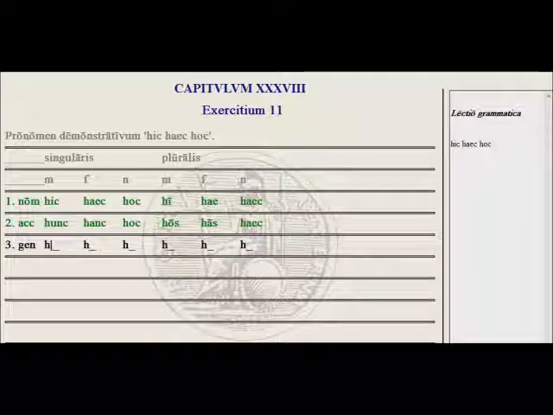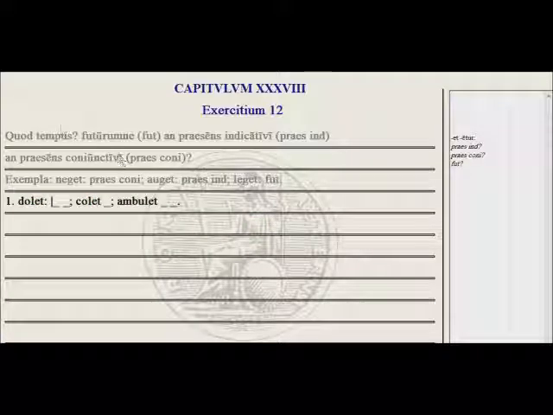Let's go on to exercise number 12. Exercise 12 is practice with verb forms. So which tense? Future or present indicative? Or is it present subjunctive? And so you have to use the Latin abbreviations for these in your answer.